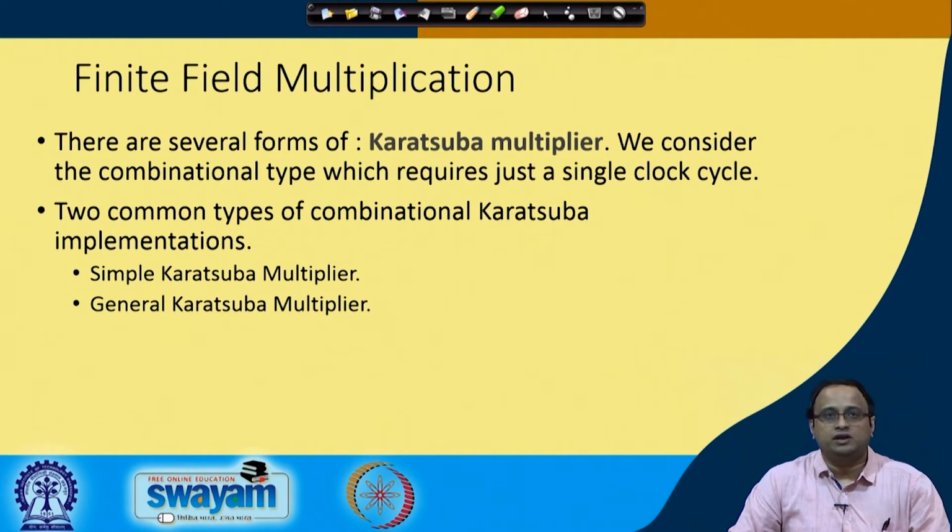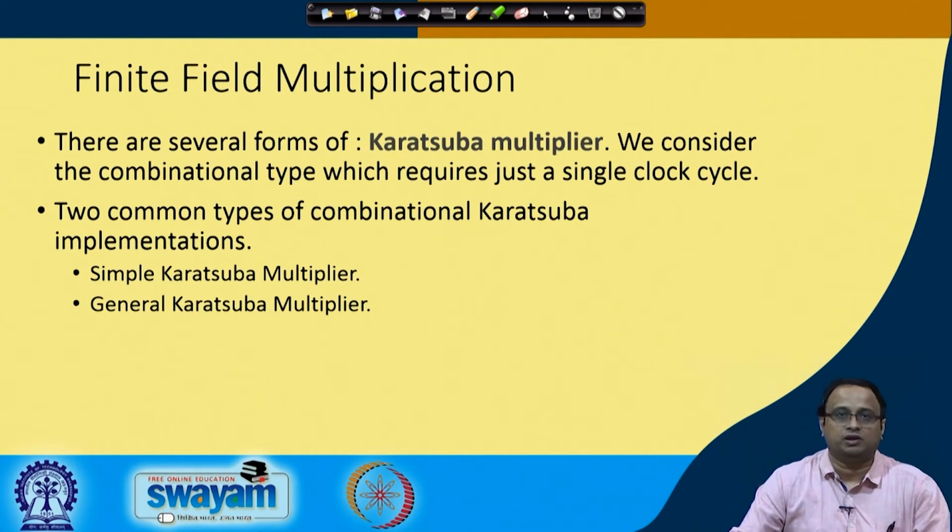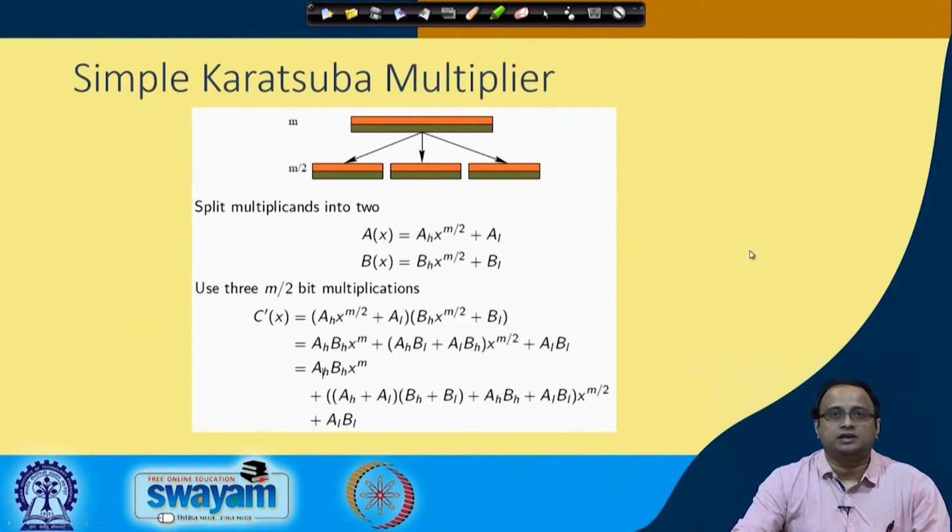There are different forms of combinatorial or combinational Karatsuba implementations. Two very common forms of algorithms are the simple Karatsuba multiplier and the general Karatsuba multiplier. So, in particular, let us see how the simple Karatsuba multiplier works. In the simple Karatsuba multiplier, you take the inputs a(x) and b(x) which you would like to multiply, and you split each of the polynomials into two parts like Ah and Al, and likewise b(x) into Bh and Bl.